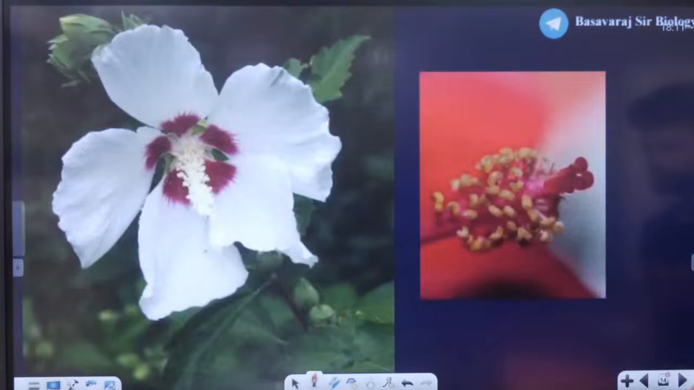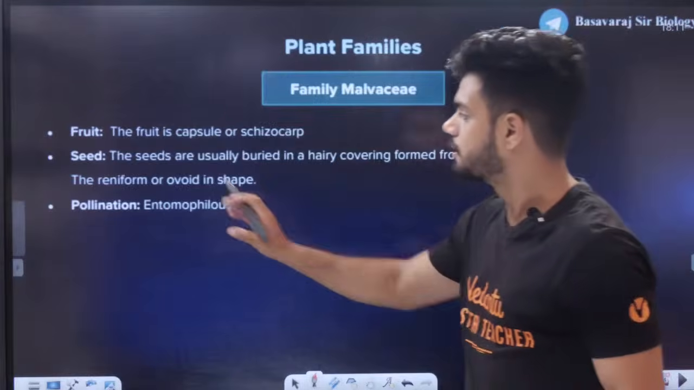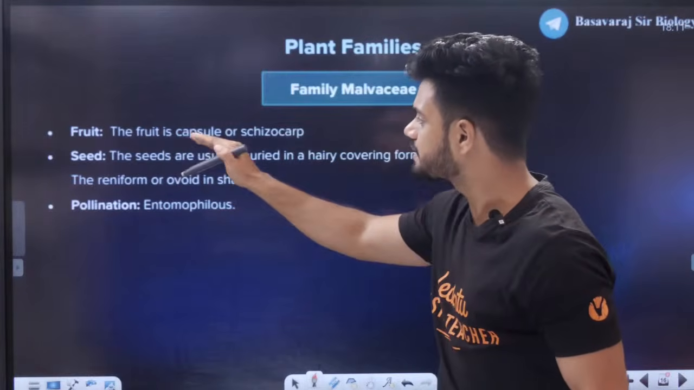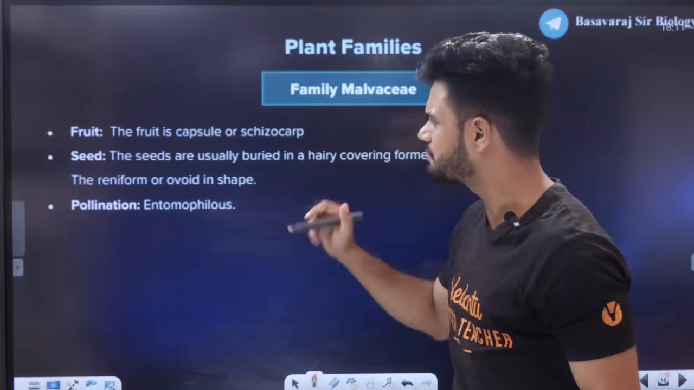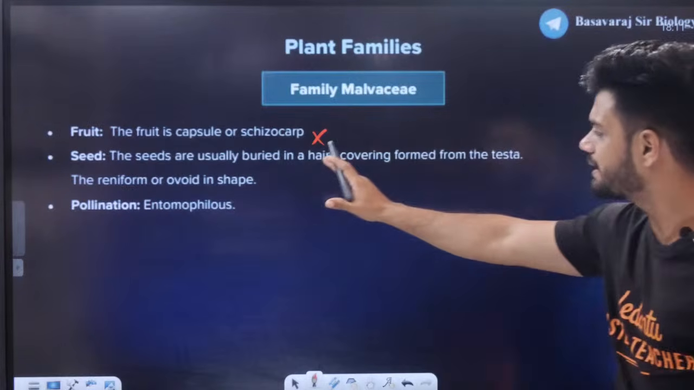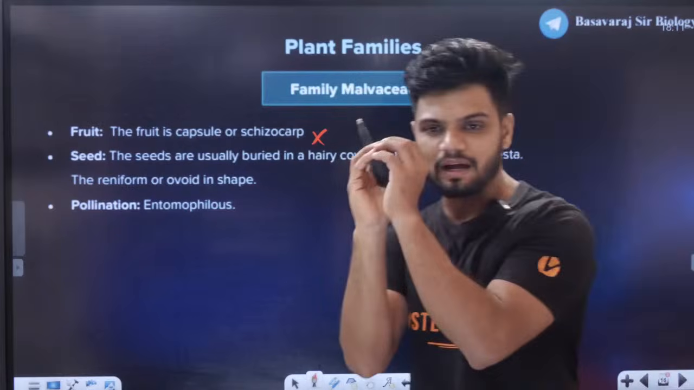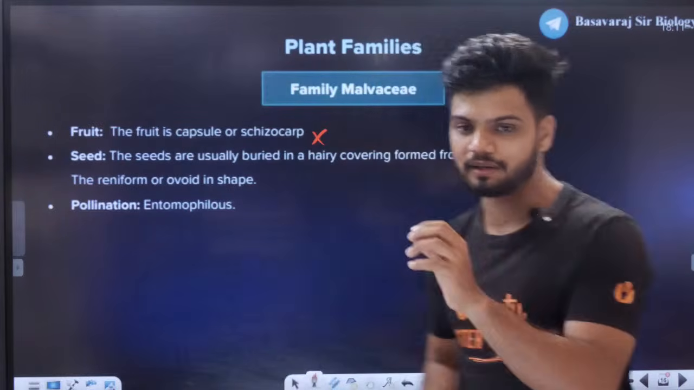Now students, what is the economic importance? No, for fruit. The fruit is capsule or schizocarp. They'll never ask you this. Just remember this one. The seeds are usually buried in a hairy covering formed from the testa. So here the seeds will have a covering on top.